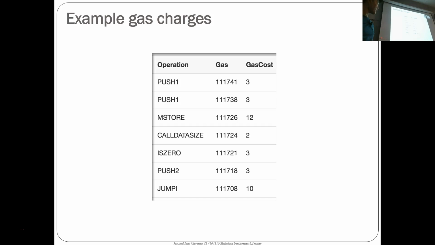So, example gas charges. So we saw those operations, EVM bytecode. So if I supply 111,000 units of gas, this instruction will cost me 3, this instruction will cost me 3, and it will debit the gas until either the function ends or I run out of gas. And then the EVM will be able to kick me out if I run out of gas. Okay.